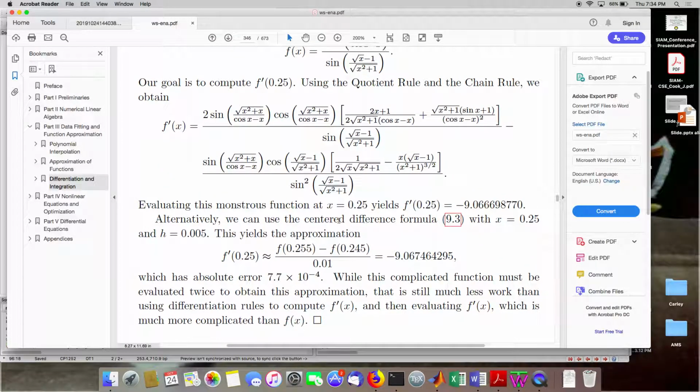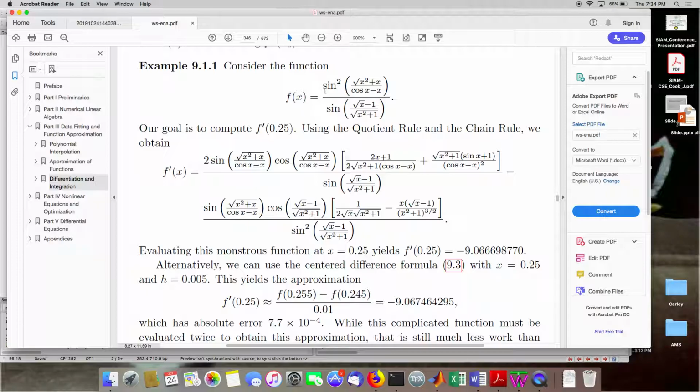So here's an example. Here I have a made-up function. I'm sure that nothing like this occurs in nature. I hope not. And I take the derivative using my Cal 1 skills. It's pretty awful. So imagine having a computer evaluate that. It would revolt.